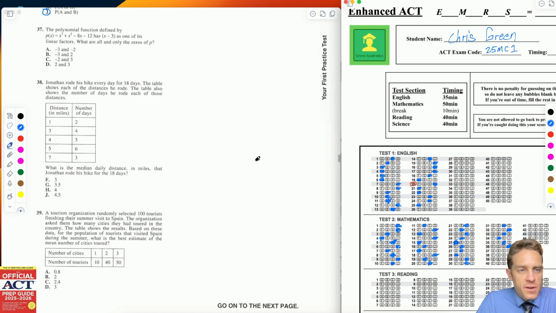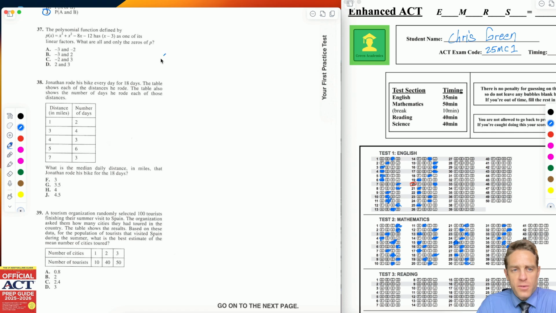The polynomial function defined by that has x minus 3 as one of its linear factors. What are all and only the zeros of it? Could have done this by polynomial long division. In fact, that's probably the way I'd recommend to prove what's going on here, although it may have been a while since people did this.